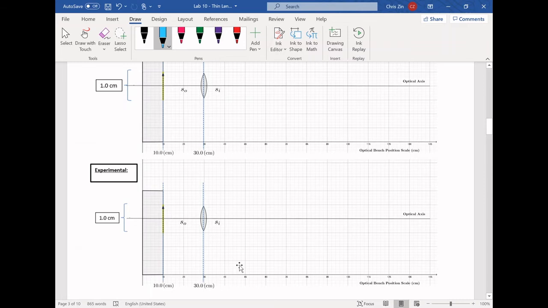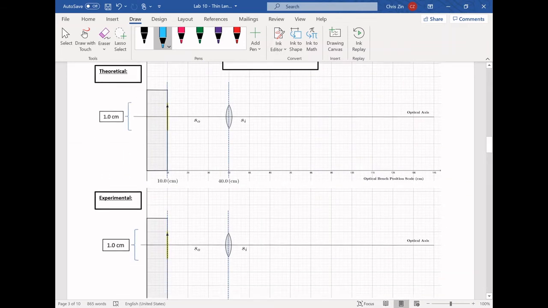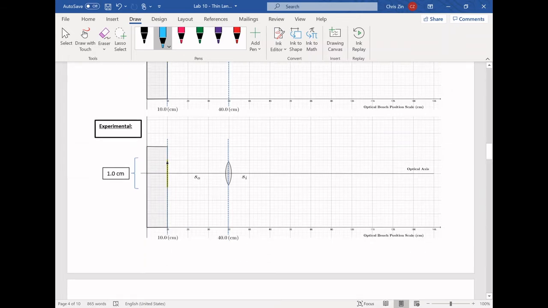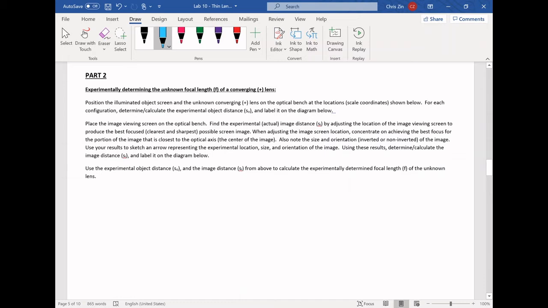So you do that for the lens at the 30 centimeter mark, and then you also do it with the lens at the 40 centimeter mark. And then after you complete that for all 3 lens positions, you can move on to part 2 of the experiment.